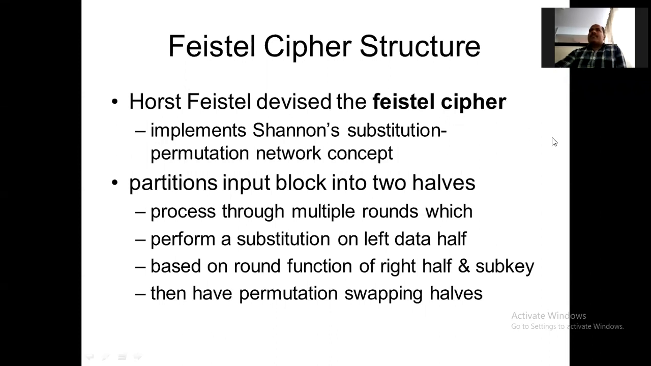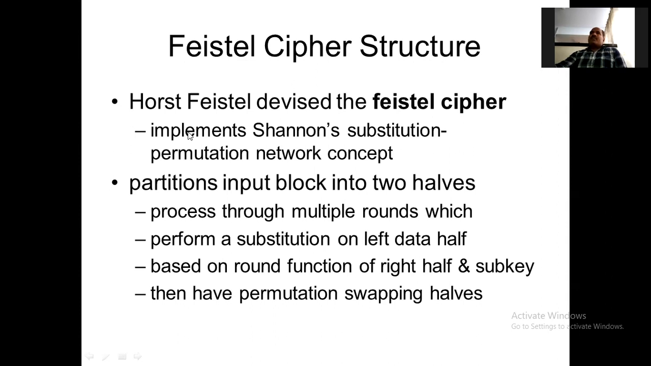Now we'll see what the Feistel cipher structure is. Feistel is the name of the scientist who invented this structure. This is the main principle of block ciphers, how they perform encryption and decryption. His name is Horst Feistel, and he devised the Feistel cipher, which implements Shannon's ideas.